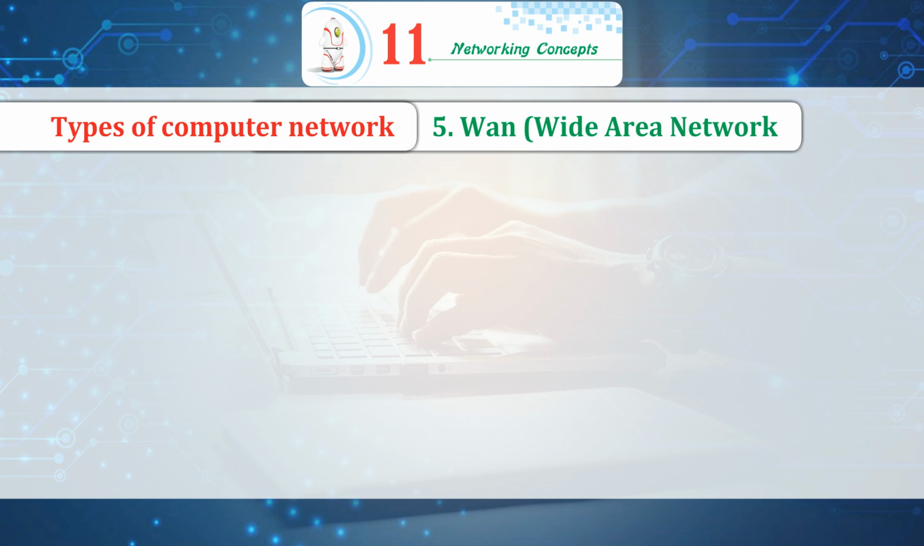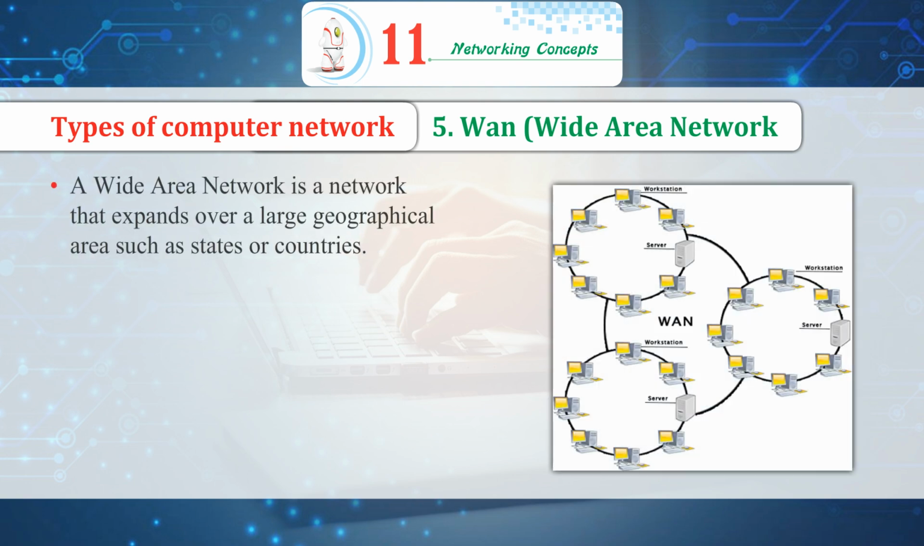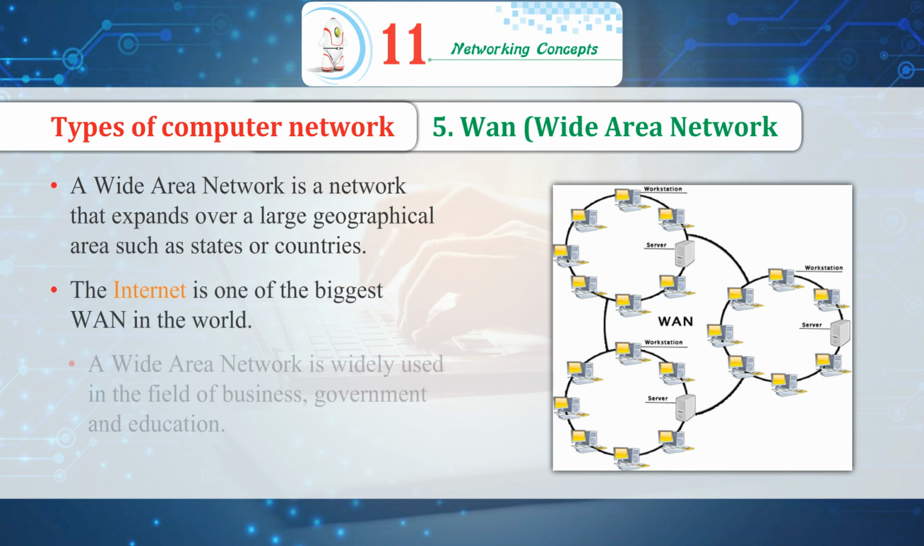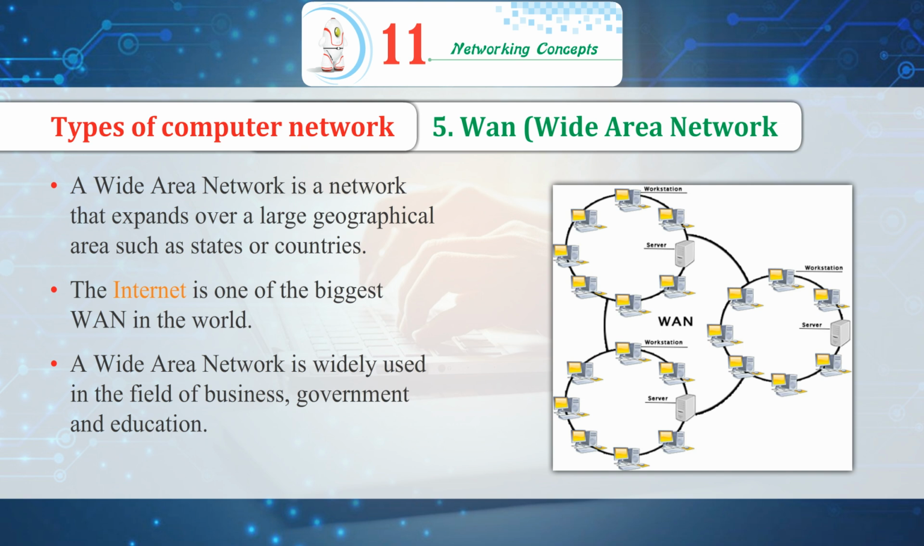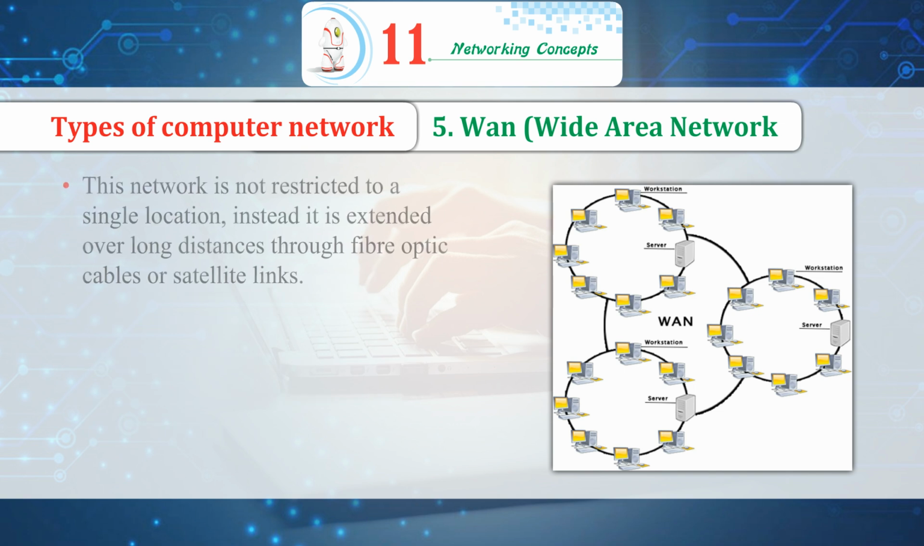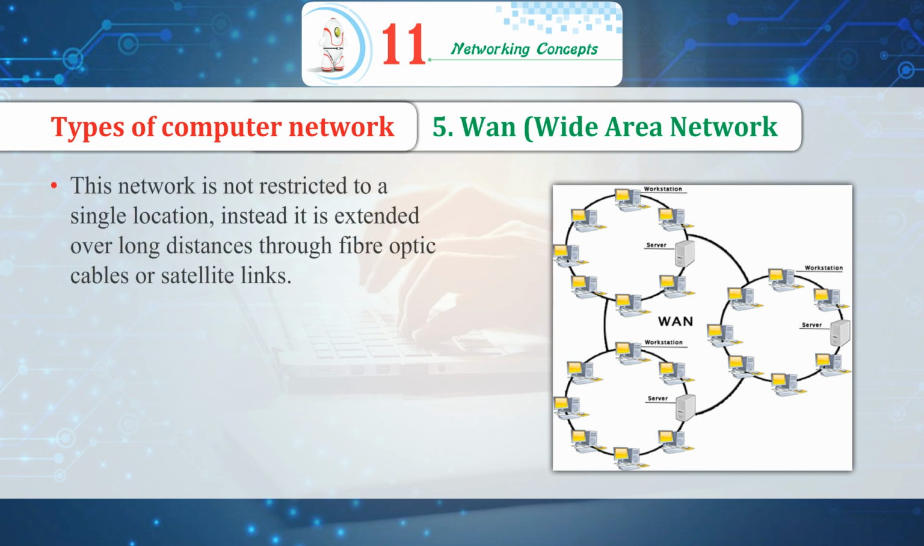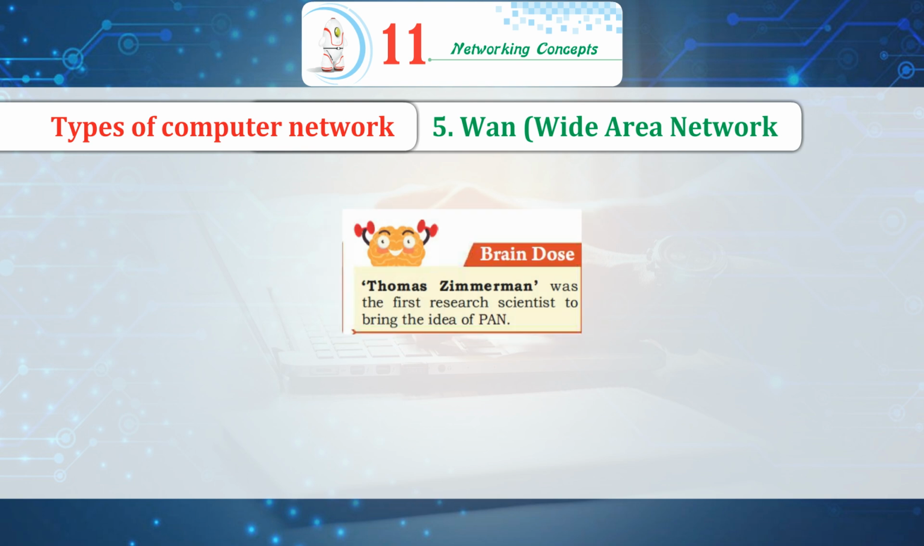5. WAN, Wide Area Network. A wide area network is a network that expands over a large geographical area, such as states or countries. The Internet is one of the biggest WANs in the world. A wide area network is widely used in the field of business, government, and education. This network is not restricted to a single location. Instead, it is extended over long distances through fiber optic cables or satellite links.